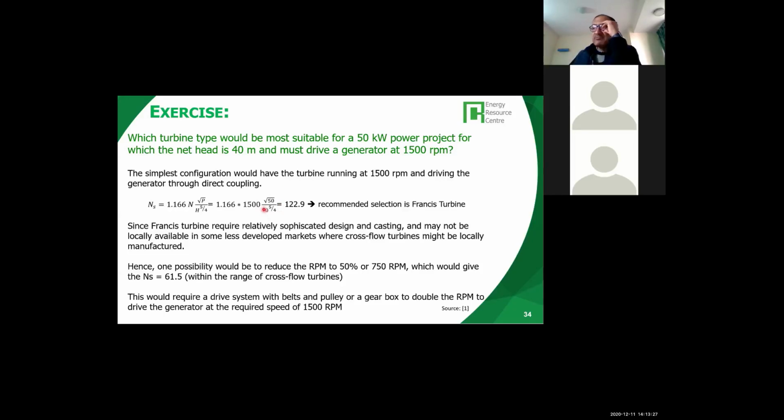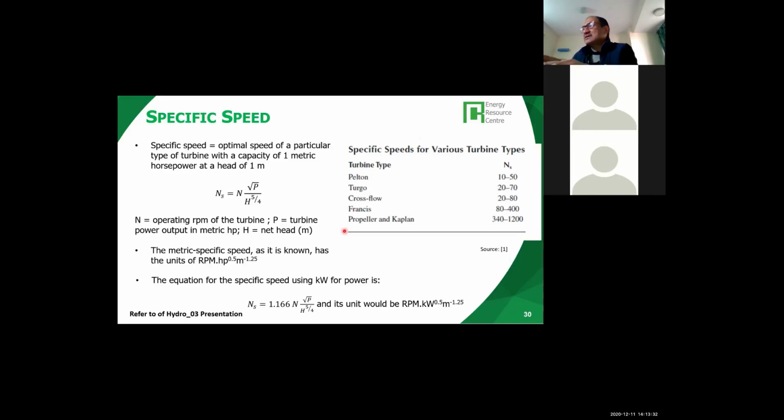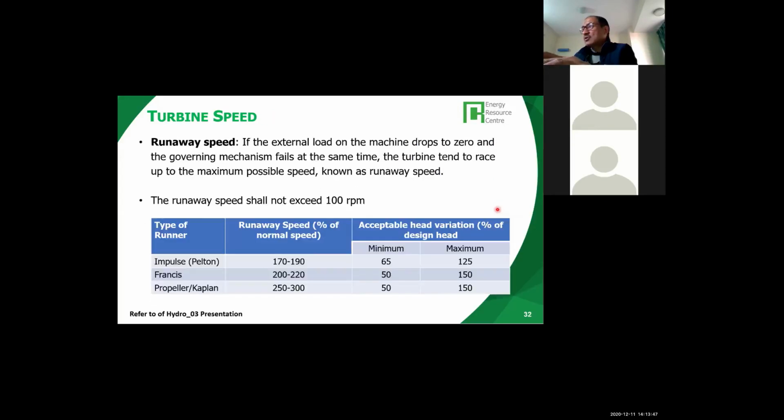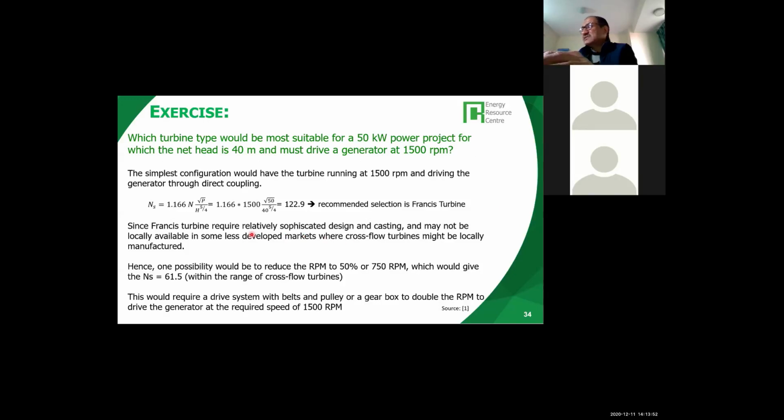We want to combine the turbine and the generator with a direct coupling, so the speed has to be equal. Based on this speed, we see that NS is 122, which comes to the Francis turbine category. 80 to 400 is the Francis turbine range, and our calculation shows that the specific speed for 50 kilowatt, head 40 meter, RPM 1500 is 122.